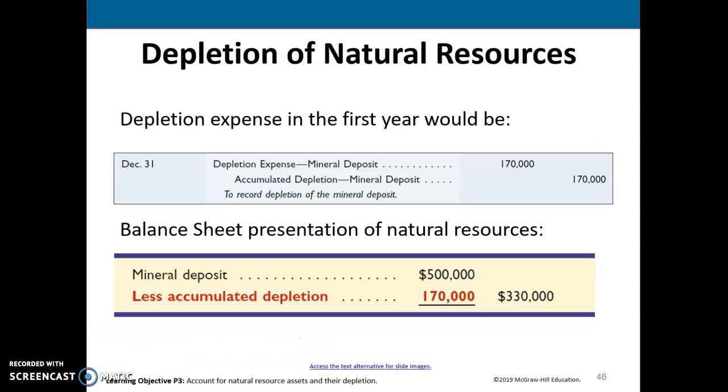So our entry is going to be a debit to depletion expense and a credit to accumulated depletion. We've seen a similar entry before. So the entry looks similar to depreciation. We just have a different word that we use for natural resources, and it's called depletion. So instead of depreciation, we're going to have depletion. On the balance sheet, we're going to see it reported the same as we had our plant assets, where we list the asset minus that accumulated. So in this case, we have the asset mineral deposit minus the accumulated depletion, giving us the book value, or 330,000 of that asset.